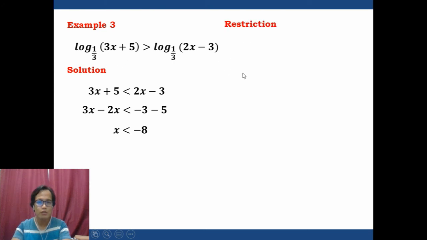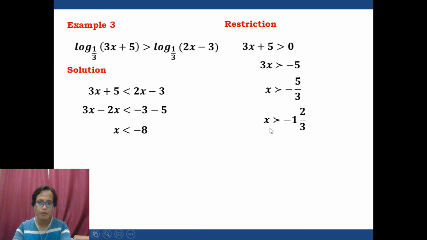So the first restriction is 3x plus 5. So 3x plus 5 is greater than 0. Solve now for x, use the subtraction property, so we copy 3x, then this is greater than negative 5. Then divide both sides by 3, so this becomes x is greater than negative 5 over 3, which is equal to negative 1 and 2/3 in mixed number. So x is greater than negative 1 and 2/3. This is now the second inequality.